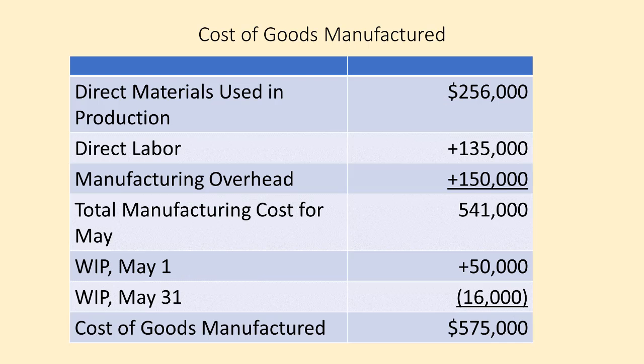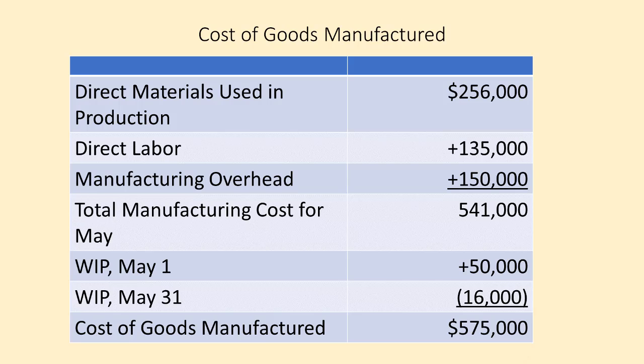Now that we know the amount of direct materials used in production during the month, we could calculate the cost of goods manufactured. So in this case, we'd be figuring out how much it cost us to produce all of the blue jeans that we produced during the month. So we start out with the direct materials that were used in production of $256,000, which we just figured out, and that's how much all of the material cost to produce the blue jeans during the month.